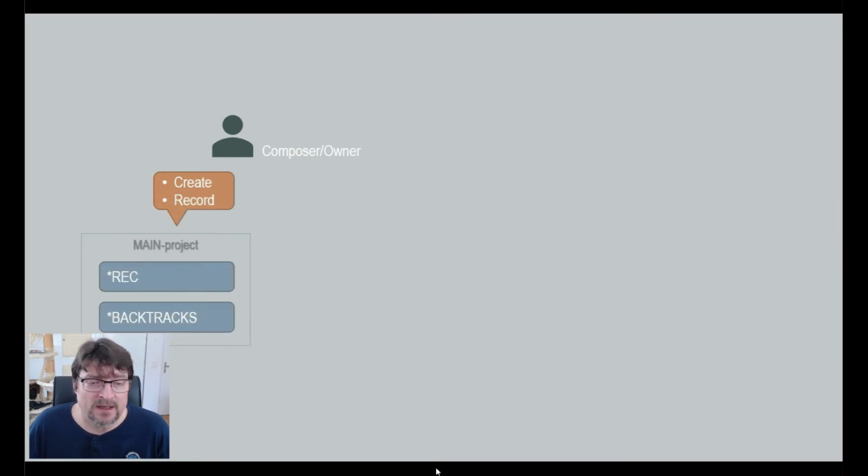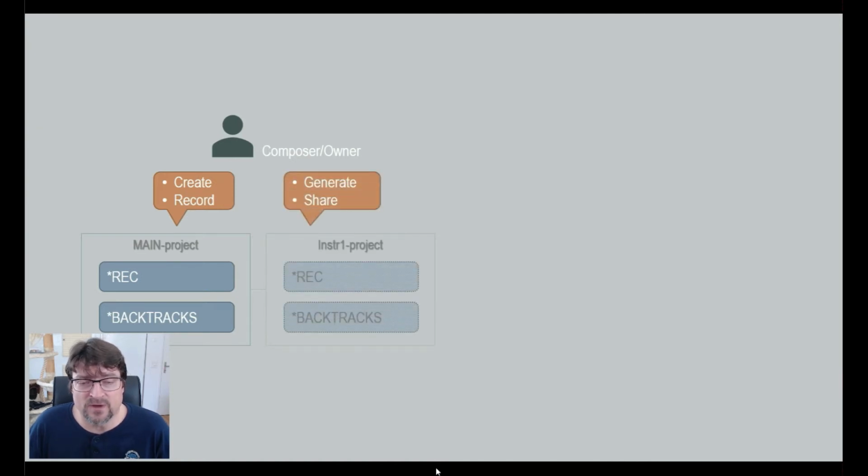Now let's take a quick look at how the instrument projects are shared over the internet, because obviously that would make the whole system valuable. So we have the main project with the recordings and the backtracks. We generate the instrument project, but the composer and owner doesn't do anything with those.